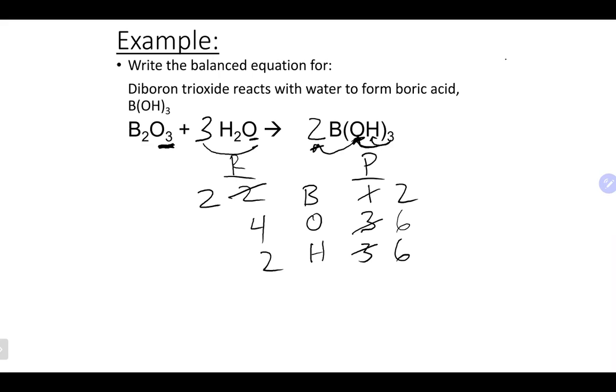It actually gives us 6, and our 3 times 2 for the hydrogen there will give us 6. So by putting our 3 in front of the water, it was able to fix the oxygen in this case, and we are obviously balanced at this point.